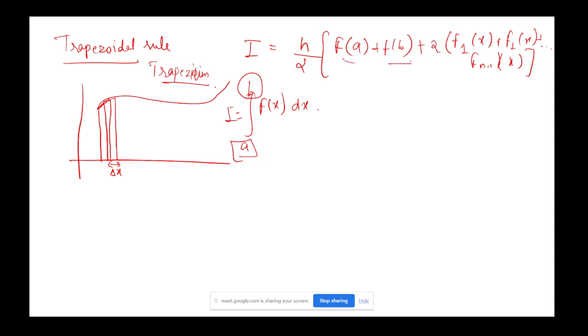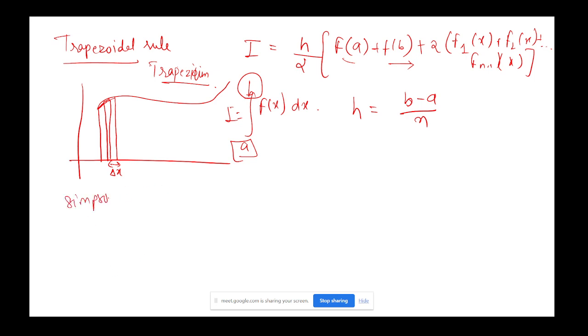These are the terminal points. Okay. And what is h? h is nothing but (b minus a) upon n. So n is the number of points or number of divisions that you are doing. Now another is Simpson's rule.